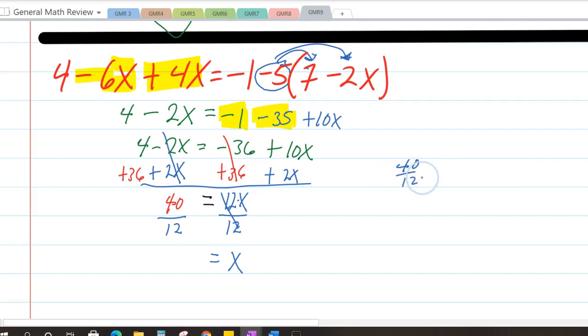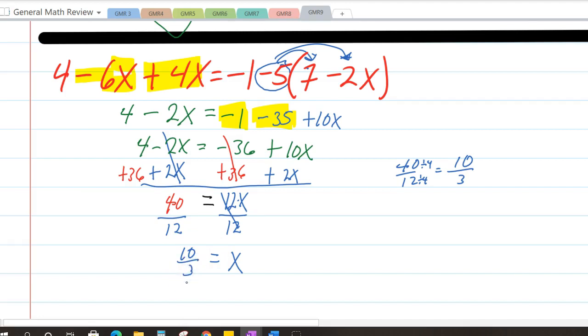I know that they're both able to reduce by 4. So I'm going to divide the top by 4, and I'm going to divide the bottom by 4. That's going to give me 10 over 3. So I have 10 over 3 is equal to x.